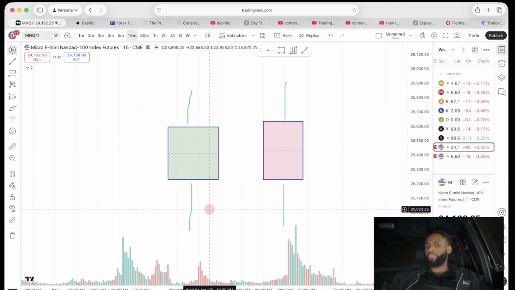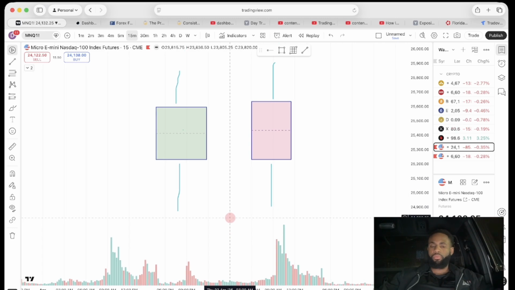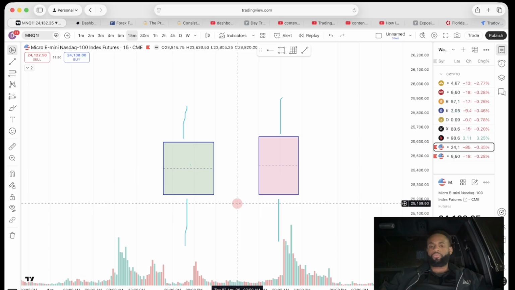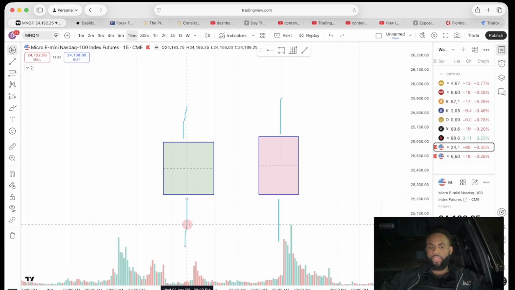Now, each candle could be different depending on what the candle is saying at the moment, depending on what the price action is saying at the moment. So you see these extra long, tiny little things out of it? These are called wicks. All right?